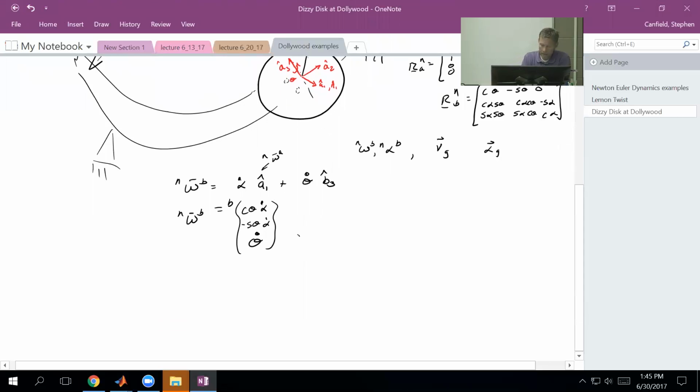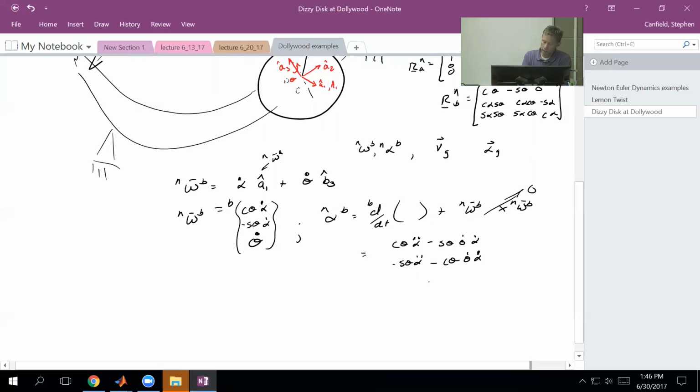I'll now take the derivative of that, alpha B to N. First I take the derivative in the B frame plus the angular velocity of B with respect to N cross with angular velocity of B with respect to N. Of course that goes to 0. When I take its derivative, I get a cos theta alpha double dot minus sine theta theta dot alpha dot. The second term is going to be minus sine theta alpha double dot minus cos theta theta dot alpha dot. And then finally theta double dot.